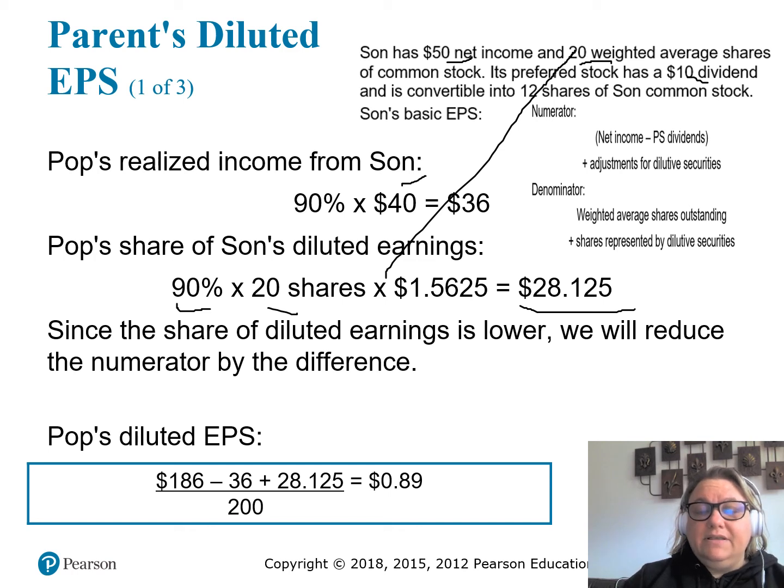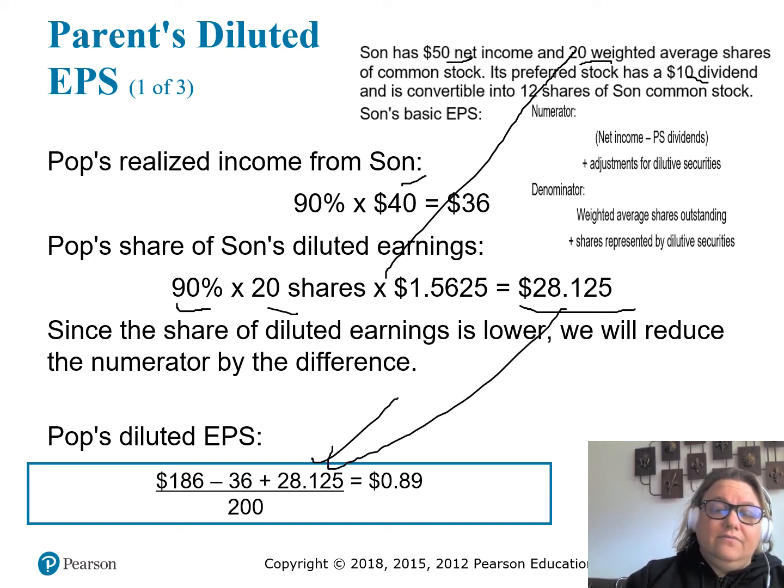All right. So now that we see that the diluted earnings is lower, we will reduce the denominator by the difference. First you have to run a test and see if it's lower or not. If it's lower, then you reduce the denominator amount. If it's higher, then don't worry about it. All right, so now we take the 186 minus the 36. Then we add back this little piece, remember, and then divide it by 200, which is the weighted average common.